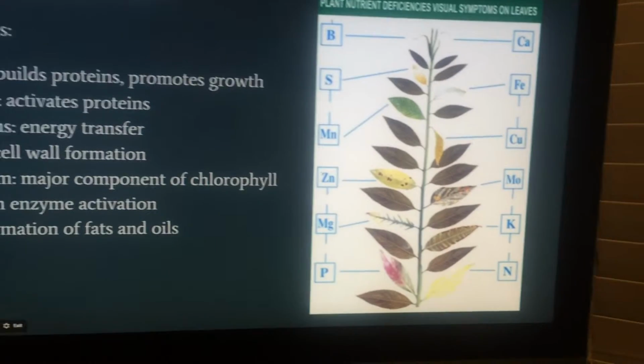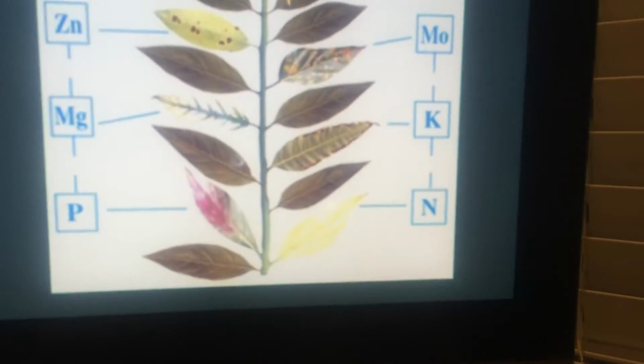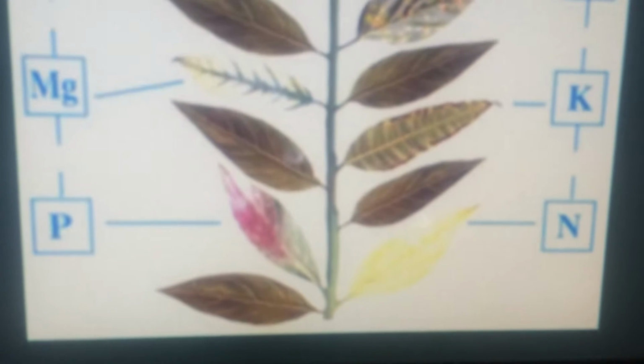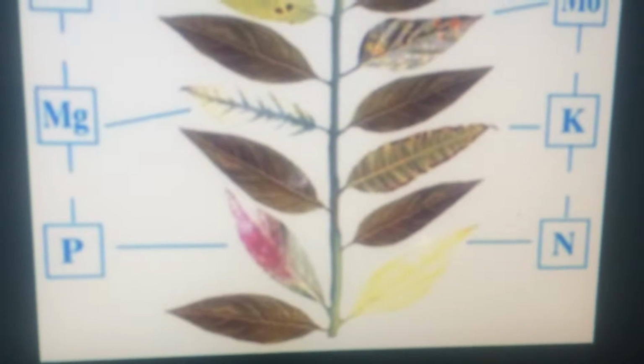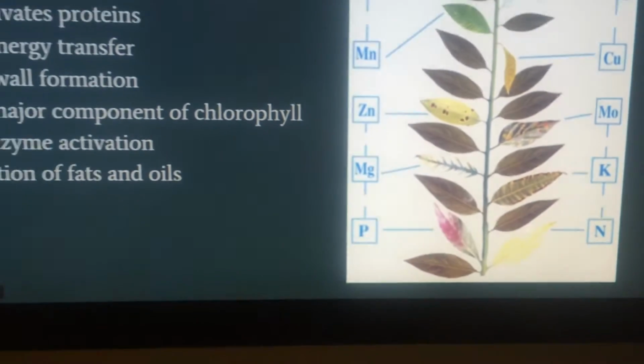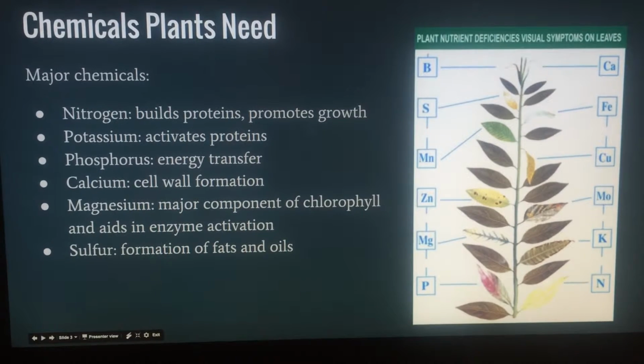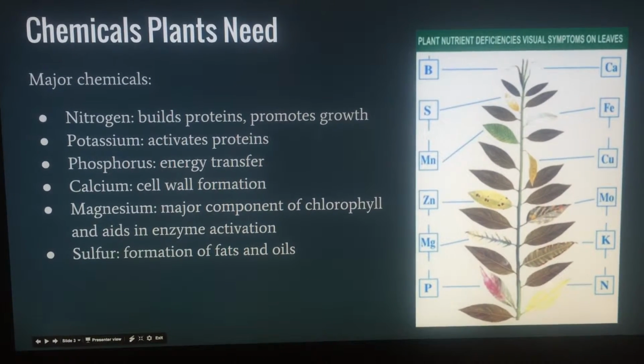Alright, potassium. As you see here, the plant is all shriveled up and wrinkled up, but it still has a hint of green to it. The reason it's shriveled up is that it hasn't activated its proteins yet, which it needs in order to turn green fully.